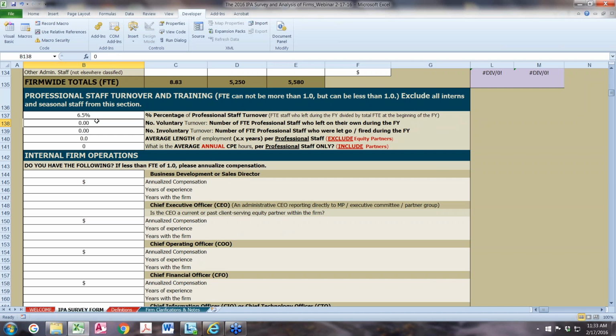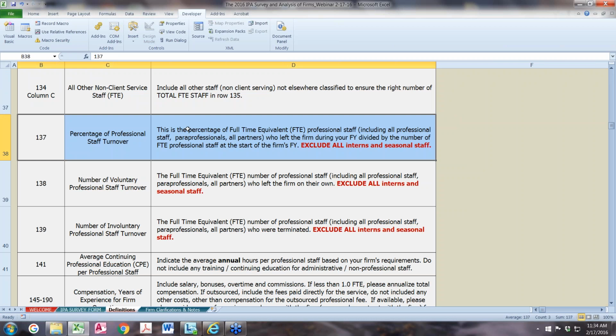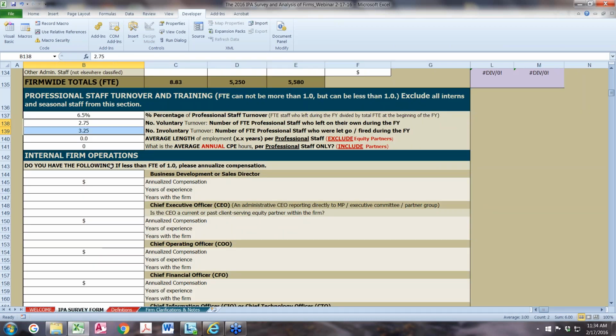Rows 138 and 139, we're looking for a full-time equivalent number. This is for voluntary and involuntary turnover. What we're looking for here is the full-time equivalent number of professional staff, same definition, all professional staff, paraprofessionals, and all partners who left the firm on their own. And again, be sure to exclude all interns and seasonal staff from this number. Professional staff who left on their own should be counted in row 138, and professional staff who were let go by the firm should be included in row 139.